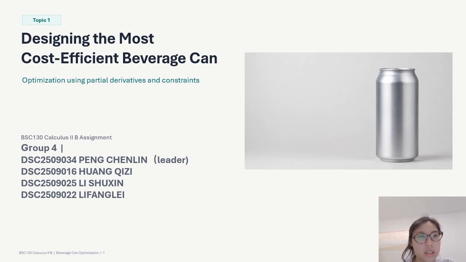The main purpose of this project is to find out how a beverage can be designed in a more cost-efficient way. In other words, we want to know how to use less material while still keeping the required drink volume.